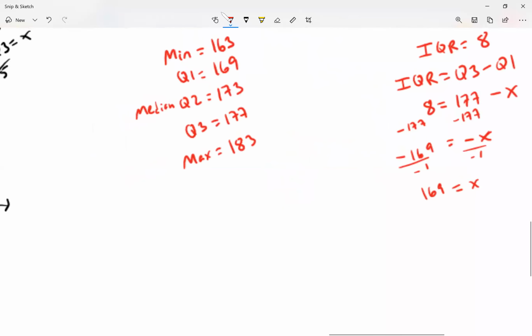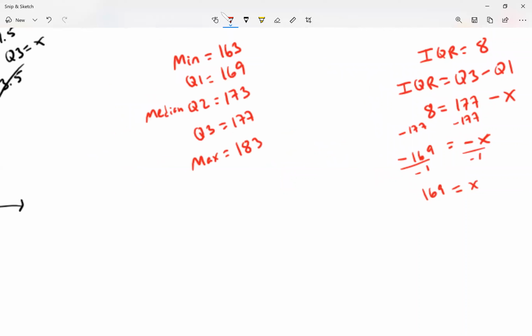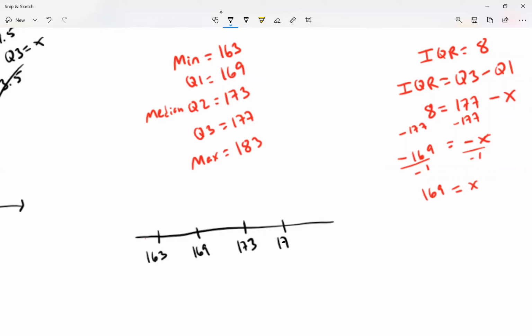Okay, now that we have the 5-number summary, I can easily draw a box and whisker. I'm just going to draw my number line. Let me do black for my number line here. In my number line, I need to make sure to identify 163, 169, 173, 177, and 183. I need to identify the 5 numbers from my list.